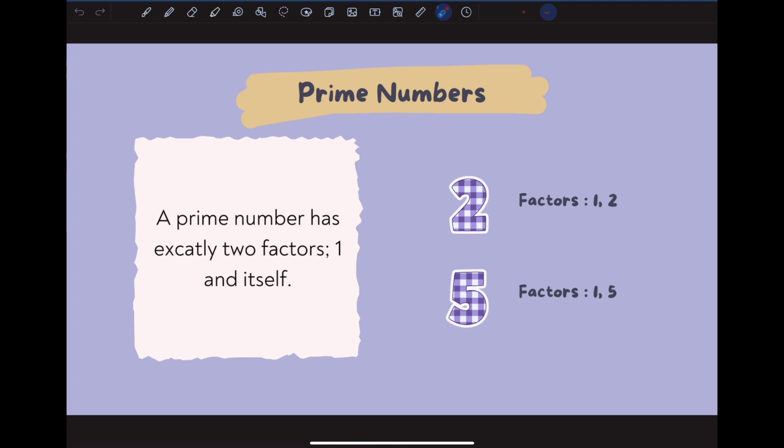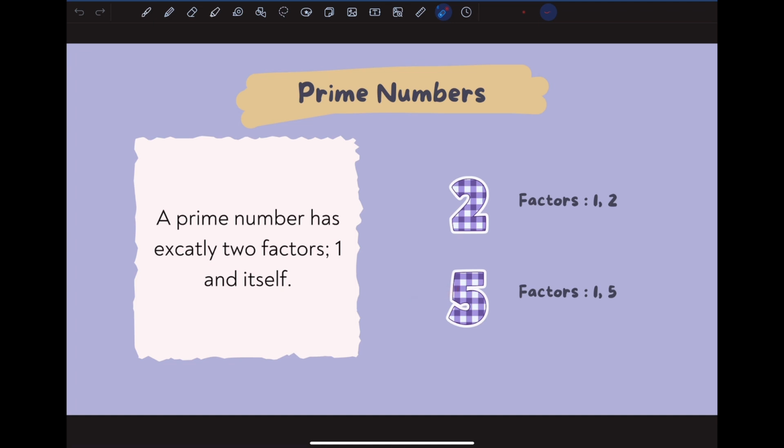Okay, so what are the examples of prime numbers? Let's take 2 as an example. We can divide 2 evenly by 1 and 2. That's it. There's no other number that divides 2 perfectly. So it has exactly 2 factors. Therefore, 2 can be categorized as a prime number. Now let's have a look at 5. 1 and 5. Again, 2 factors only. So 5 is also a prime number.